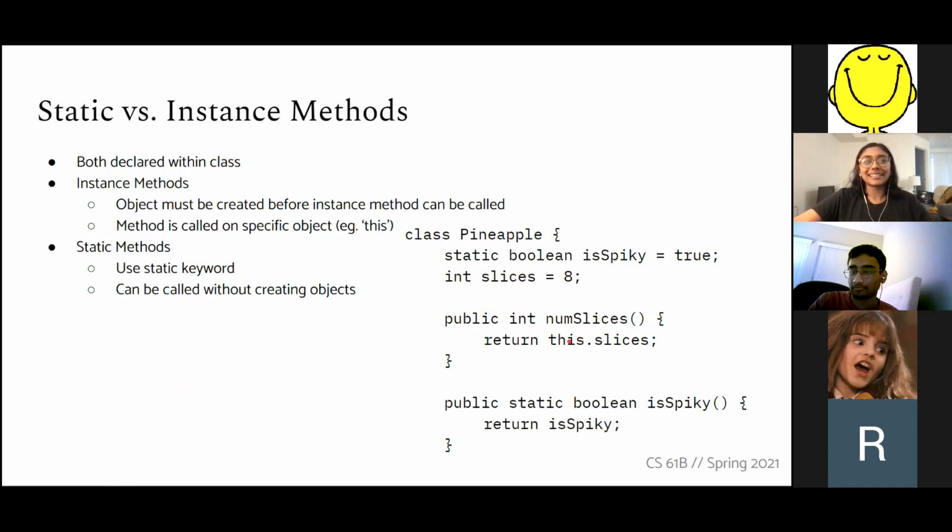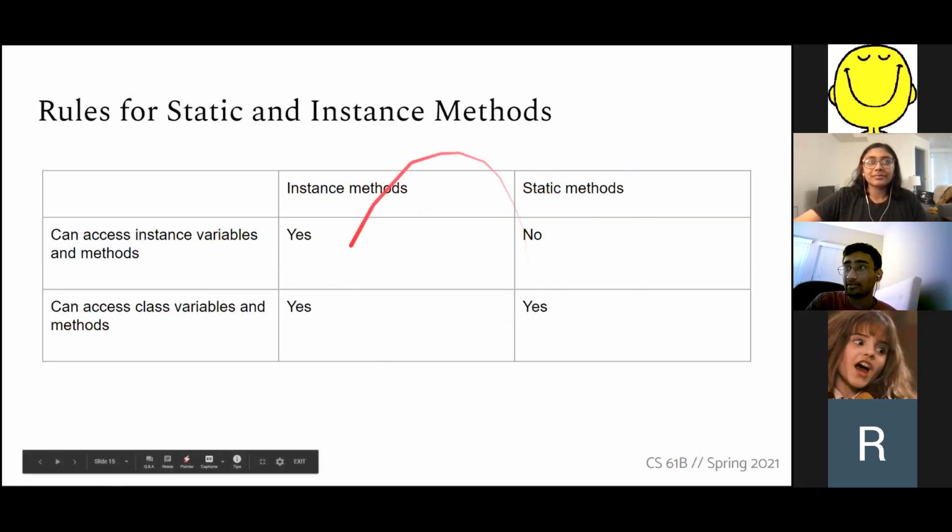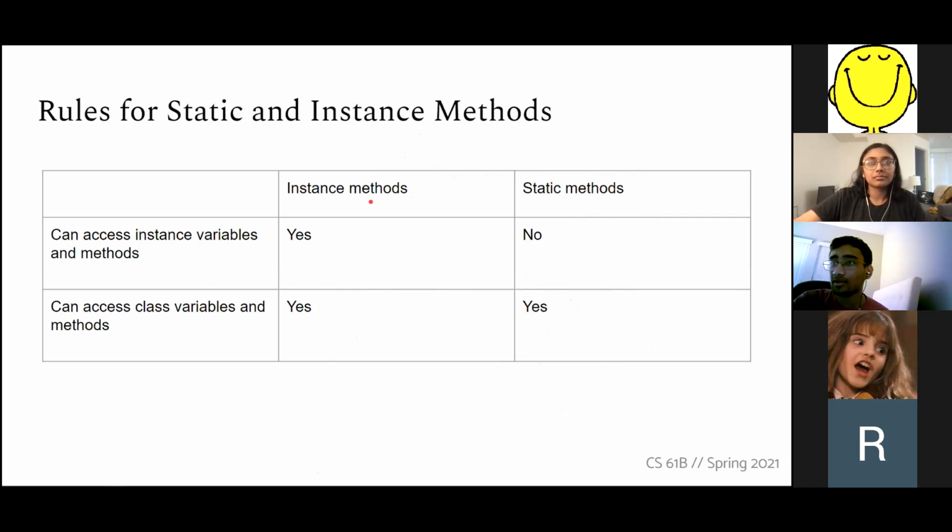Okay. So just to make it a little bit more clear, there's this nice table with some rules for static and instance methods. For instance methods, you can access instance variables and methods. And you can also access class variables and methods.